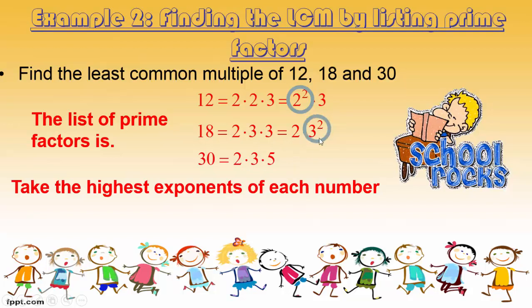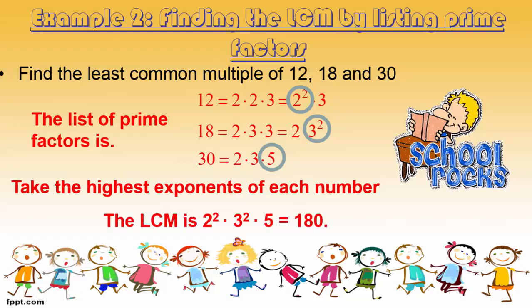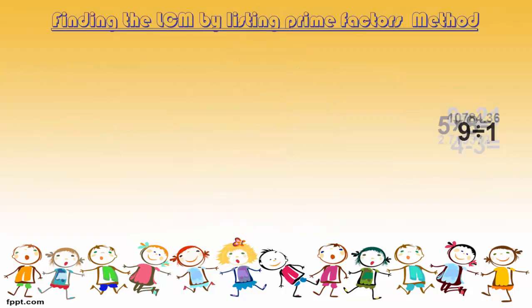3 squared, that's the highest 3 because the other ones only are to the first power. And there is only one 5. The least common multiple is 2 squared times 3 squared times 5, which is equal to 180. Remember, 2 squared is 4, 3 squared is 9, and 5, well, that's 5. So if we multiply them all together, we get 180.